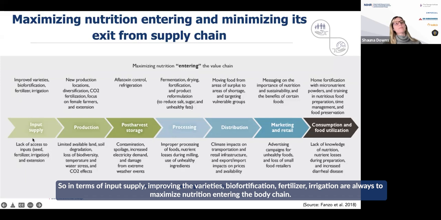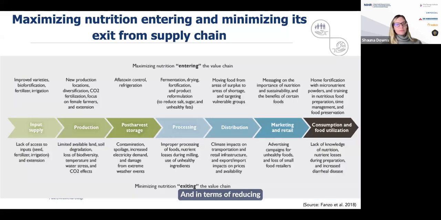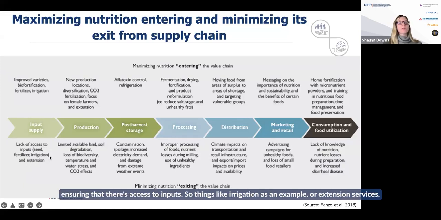So in terms of input supply, improving the varieties, biofortification, fertilizer, irrigation are all ways to maximize nutrition entering the value chain. And in terms of reducing its exit from the value chain, that can be things like ensuring that there's access to inputs. So things like irrigation as an example, or extension services.